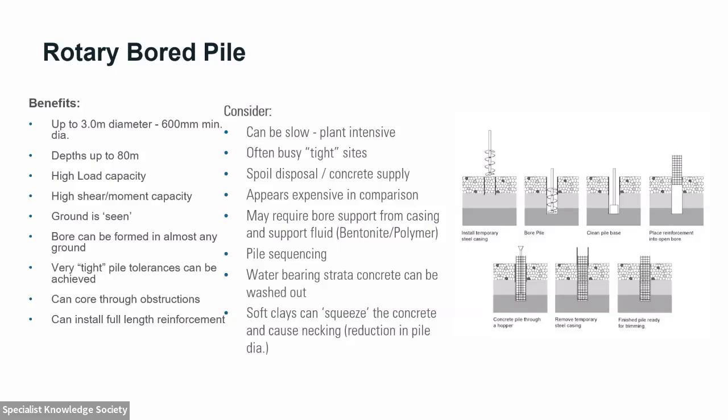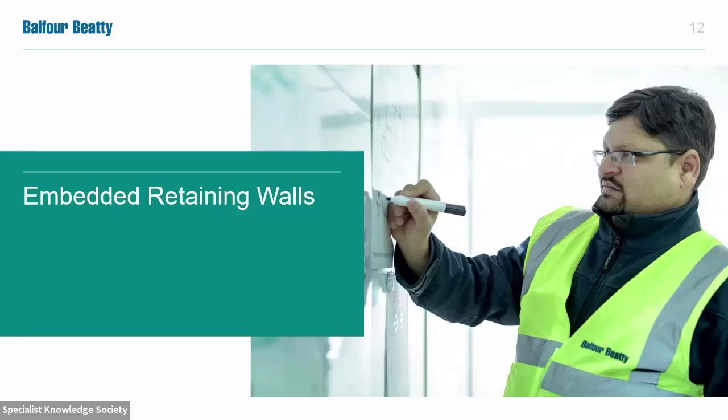A rotary bored pile really can go through any ground conditions, I say, if you've got the right support fluid and the right technique. So that's just a few pros and cons, I think, or benefits and considerations I've got around those 4 different types of pile methodology. So those piles can then be used to form embedded retaining walls.